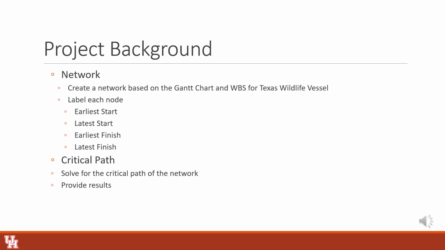For this assignment, we'll be creating a network based on the Gantt chart and work breakdown structure for the Texas Wildlife Vessel previously established in a previous assignment. Within the network, each node will be labeled based on the earliest start time, earliest finish time, and latest finish time for each task. We will then solve for the critical path of the network and provide the results.